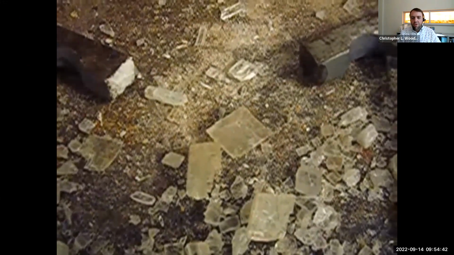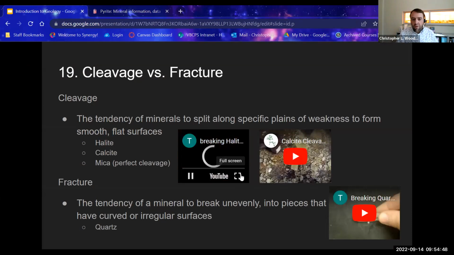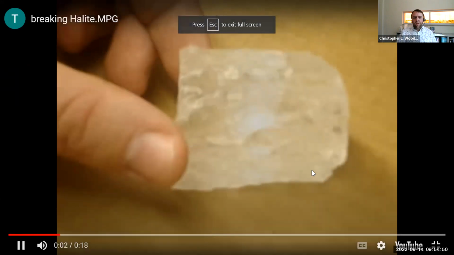So we refer to calcite as having perfect cleavage. Halite, or table salt, as well. It's a cubic structure, so when it breaks, it just breaks down into smaller cubes. If you've ever looked at your table salt with a magnifying glass or a microscope, you'll see that cube shape.